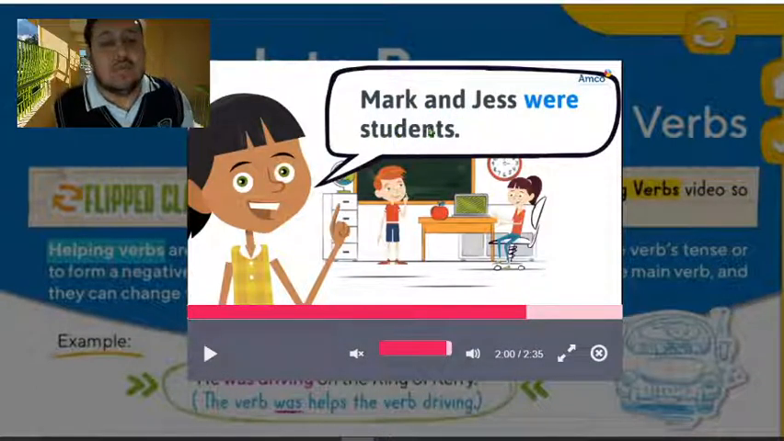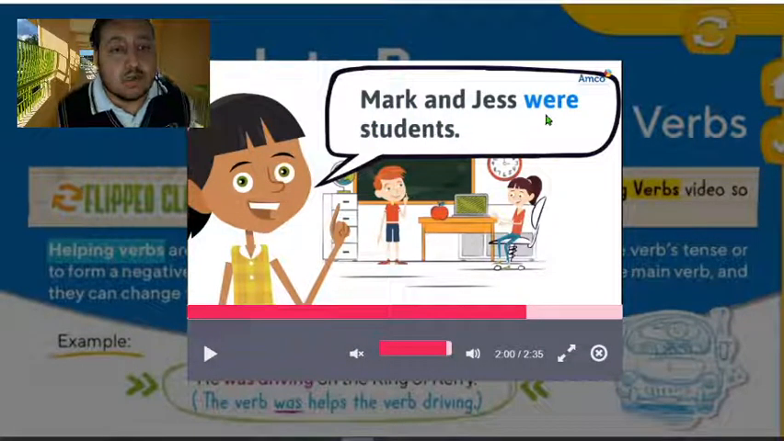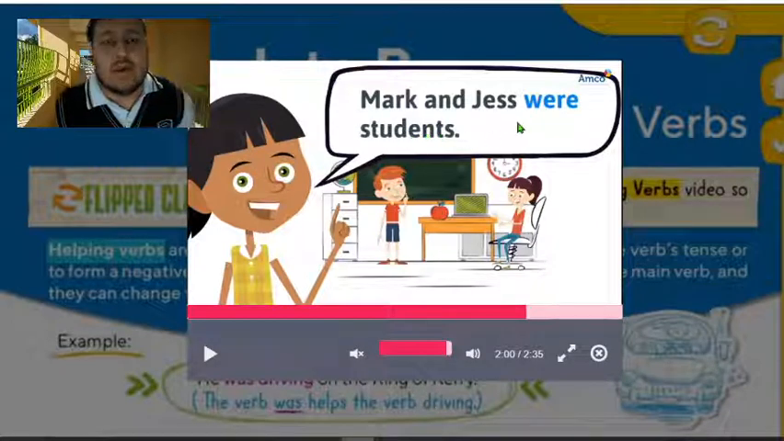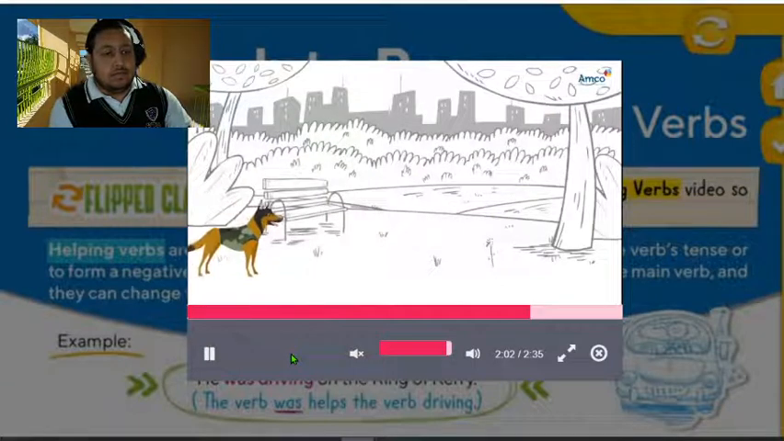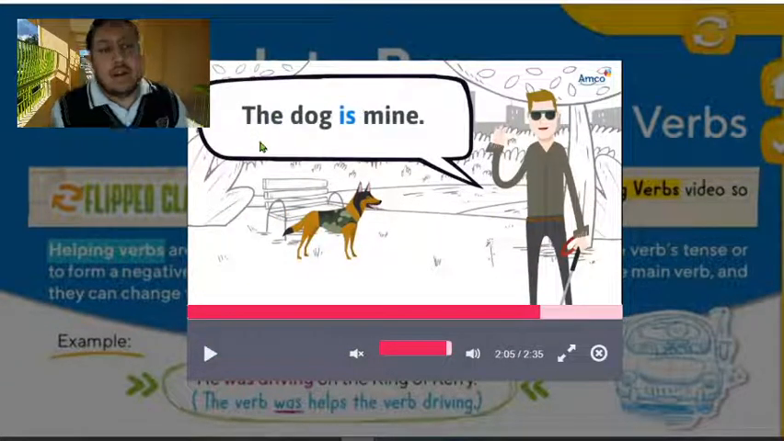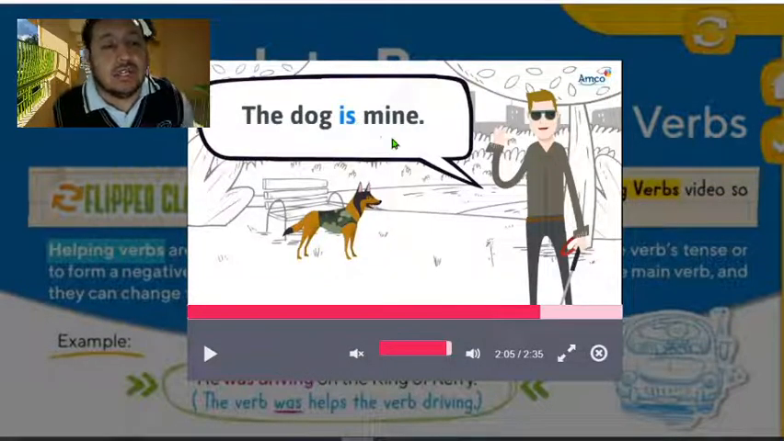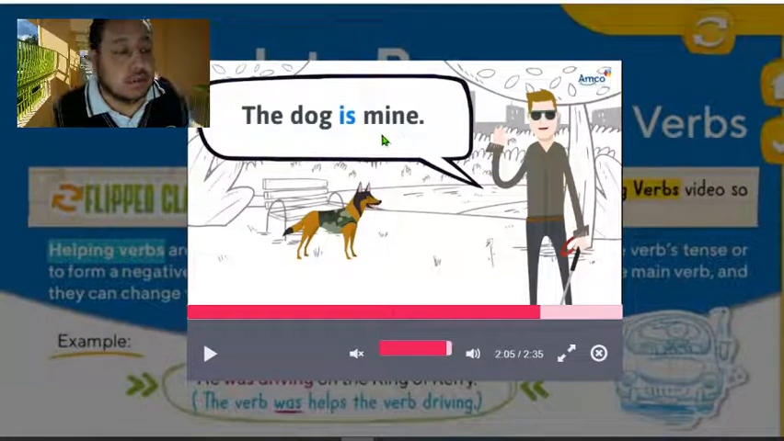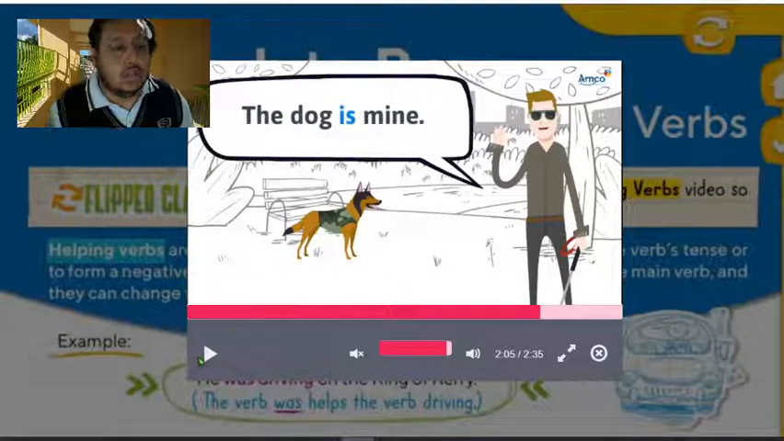Está uniendo. Verbo de unir. Está uniendo estas dos. El sujeto con el adjetivo. Mark and Jess were students. Si se fijan, no hay un verbo, no hay una acción. The dog is mine. Here is the same. The dog is mine. So here we don't have any actions. There is no ing. Entonces está trabajando como linking verb porque está uniendo el sujeto con el pronombre posesivo. The dog is mine.